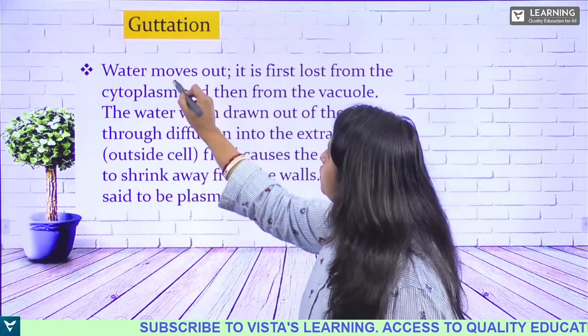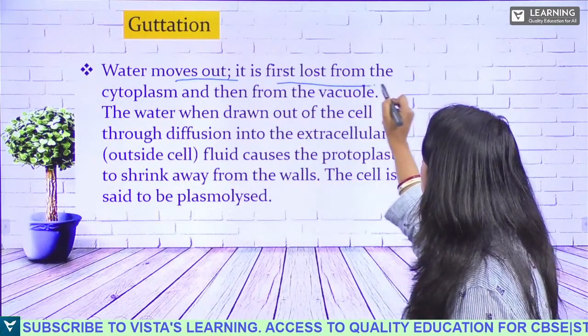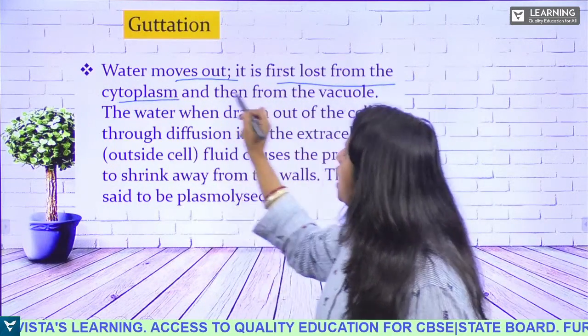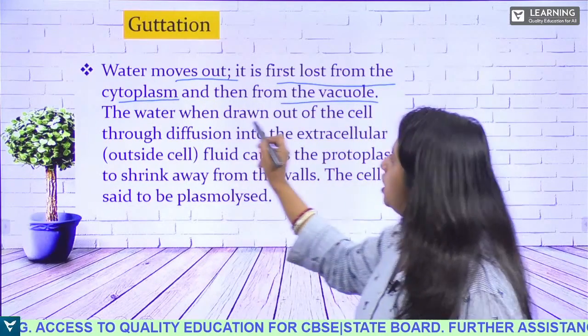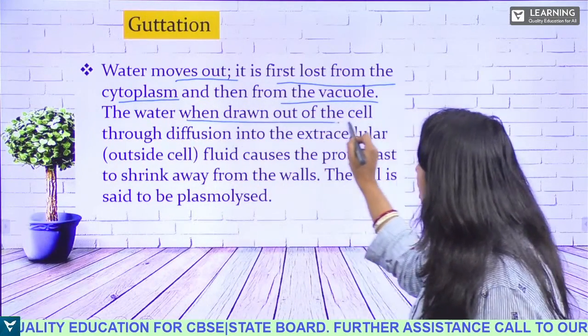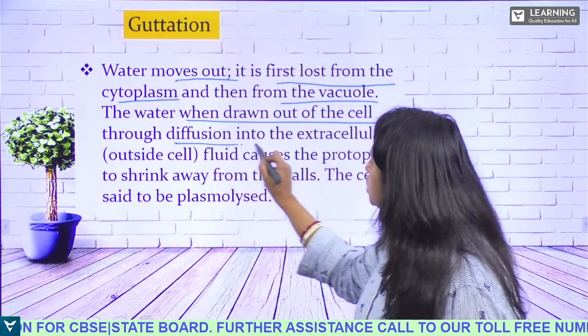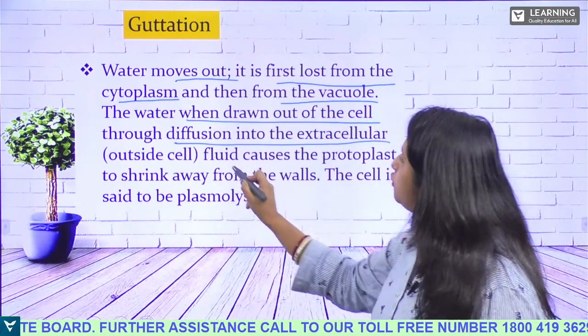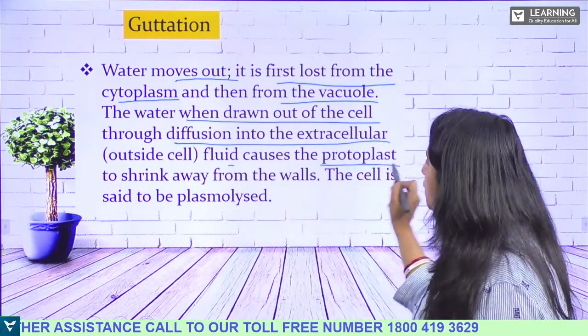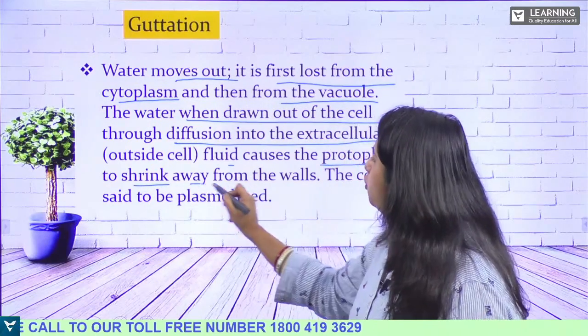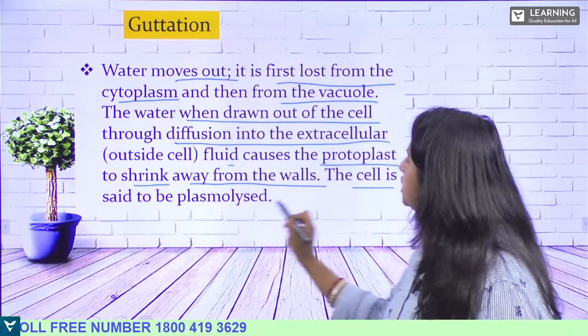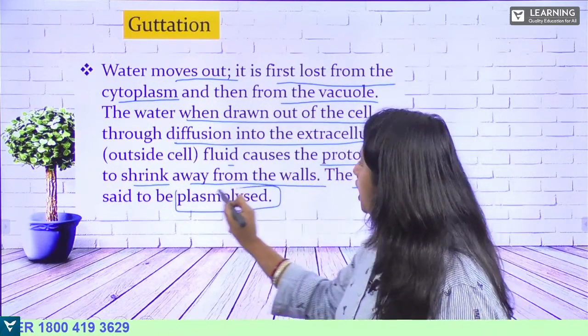So see, water moves out. It is first lost from the cytoplasm and then from the vacuole. And when water is drawn out of the cell through diffusion into the extracellular fluid, it causes the protoplast to shrink away from the walls. This cell is said to be plasmolysed.